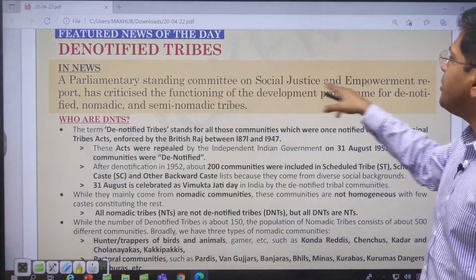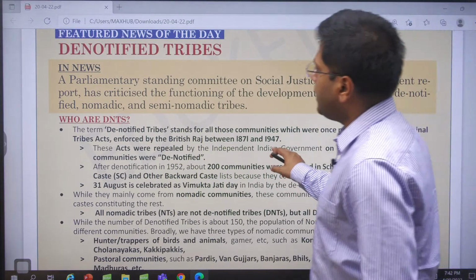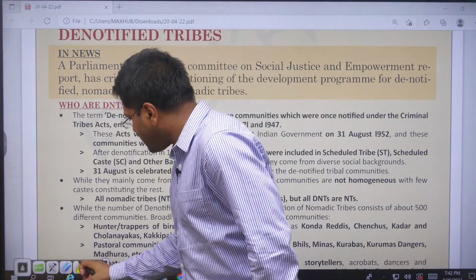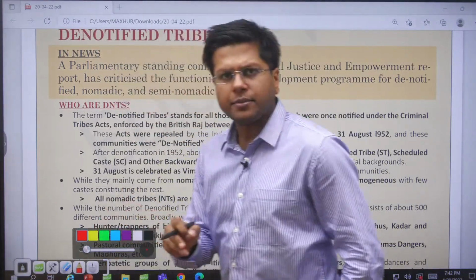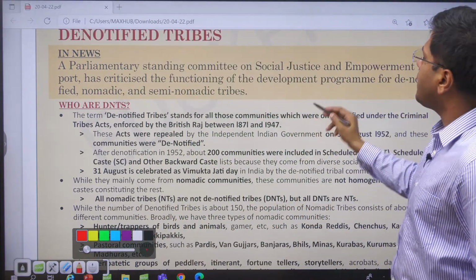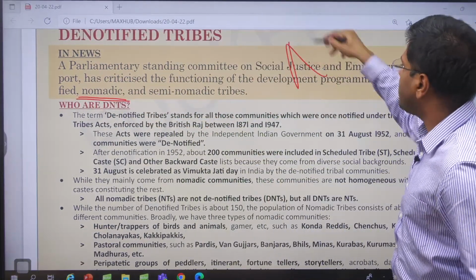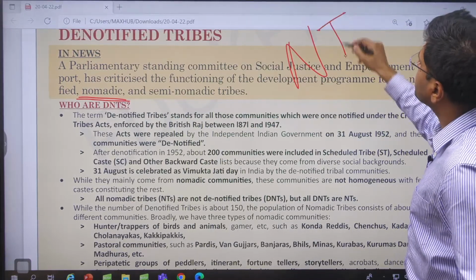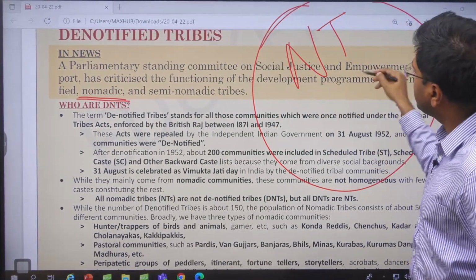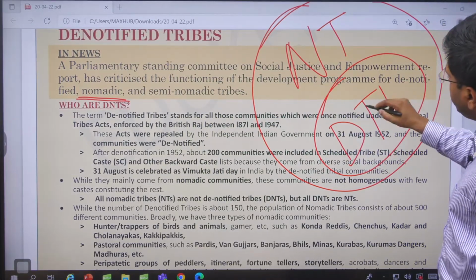So the Parliamentary Standing Committee on Social Justice and Empowerment has criticized the functioning of development programs for denotified, nomadic and semi-nomadic tribes, right? See, one important thing, many tribes and communities have been denotified, right? But all the denotified communities are not existent because quite a few are still nomadic in nature. So nomadic tribes, if this is the superset, a part of them have been denotified tribes.